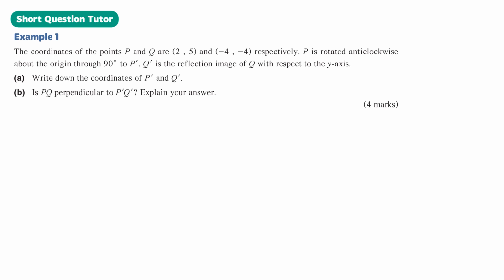This is a question about transformation in a rectangular coordinate plane. P is rotated anti-clockwise about the origin through 90 degrees to P'. Q' is the reflection image of Q with respect to the y-axis. In part A, we need to find the coordinates of P' and Q'.